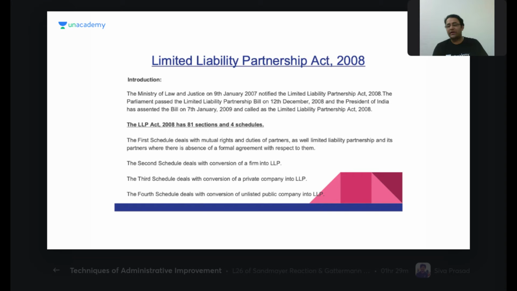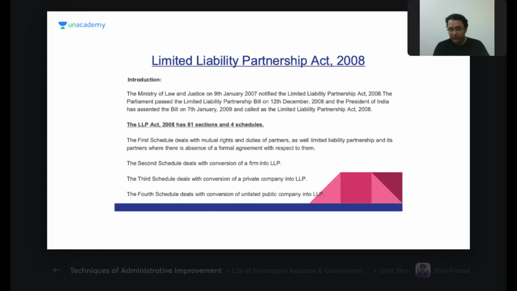As you know, any act that comes into existence has to be passed by both the houses of the parliament, and ultimately the President of India has to give his consent, post which it becomes a law. Until then, it is a bill. So the bill has to be passed in both the houses, the Rajya Sabha and Lok Sabha. Once it is passed in both the houses, it goes to the President for his final approval. Once the President gives his final approval, the bill becomes a law. And that's how the Limited Liability Partnership Act 2008 came into existence.